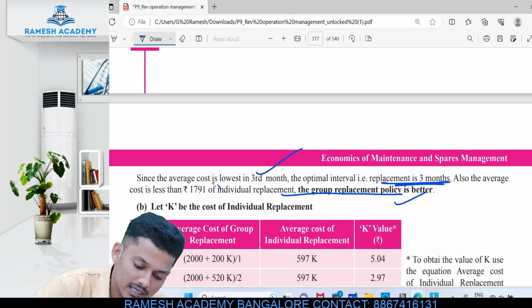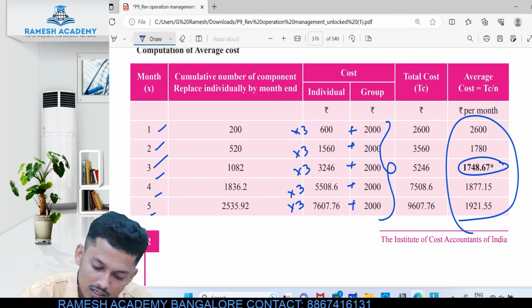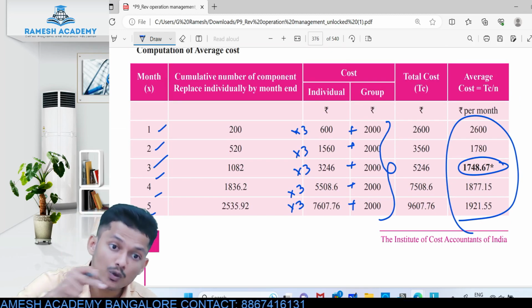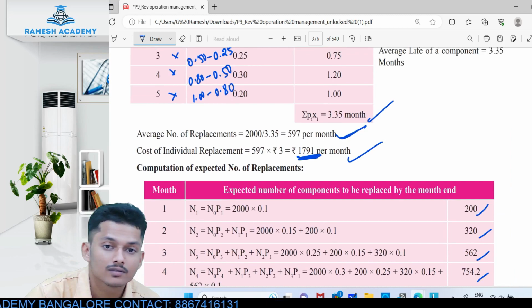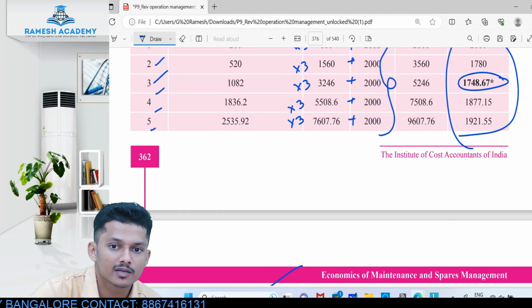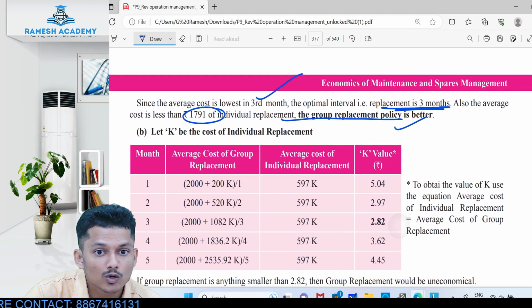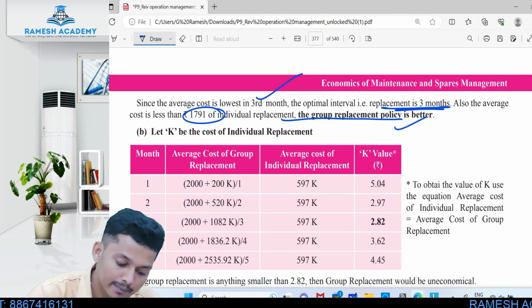Okay, and one more thing is 179. See, here the total cost is 1748.67. This is quite less than this. Okay, and it's better, at every third month you can replace it. Clear? Yes.